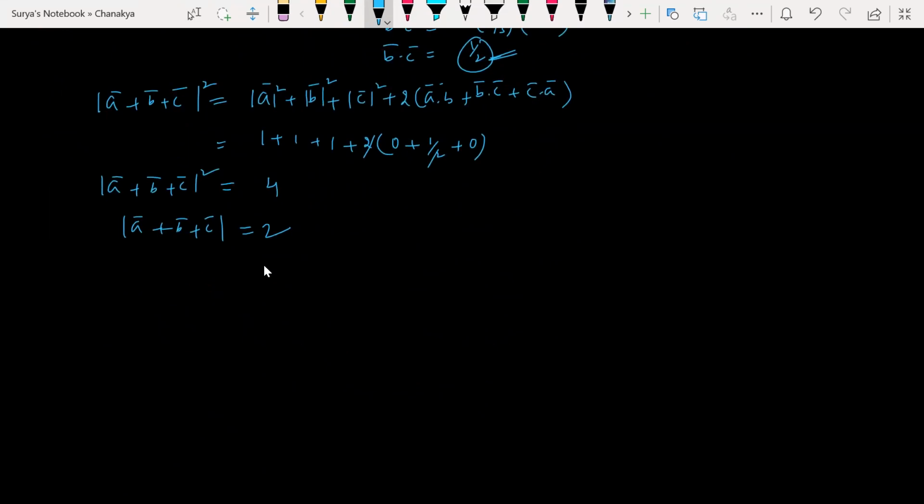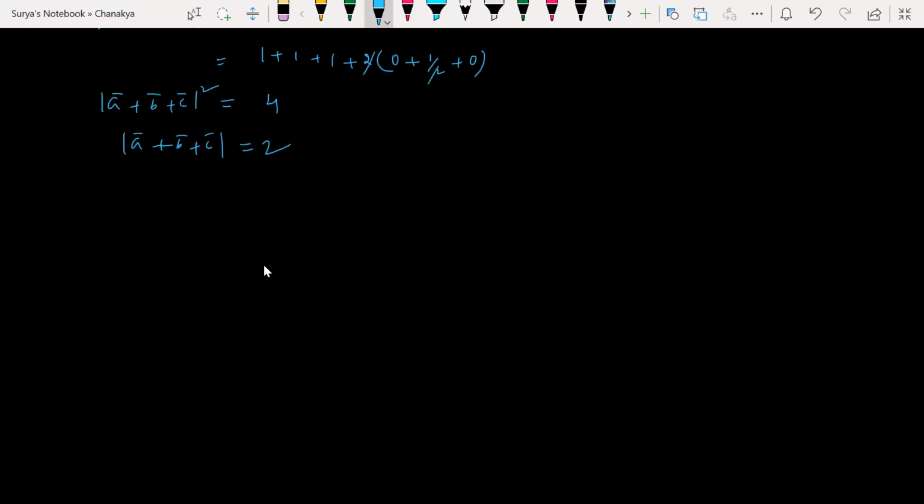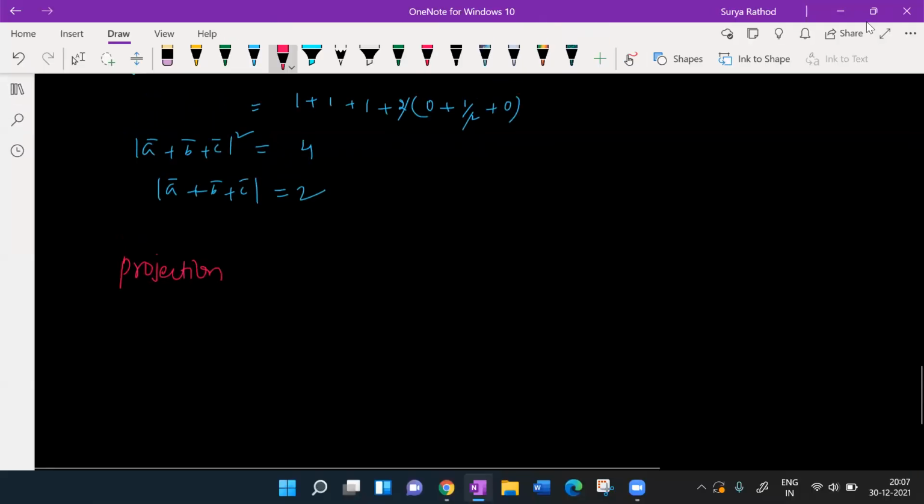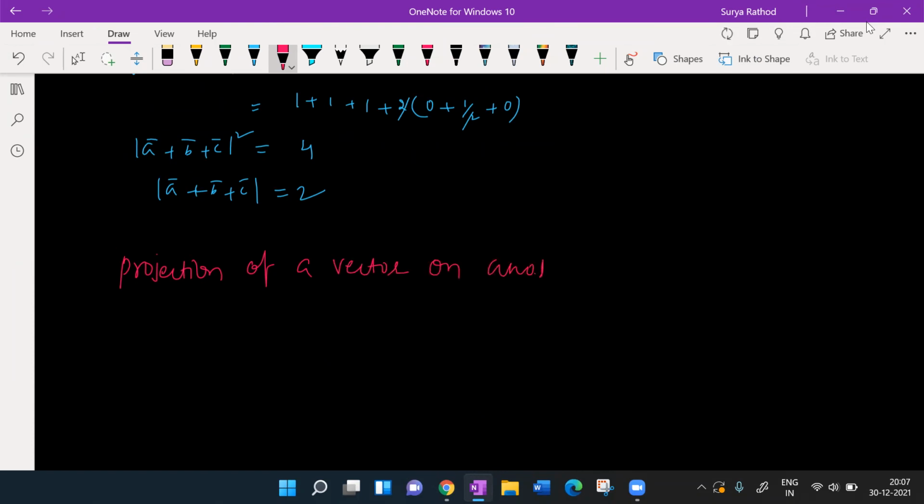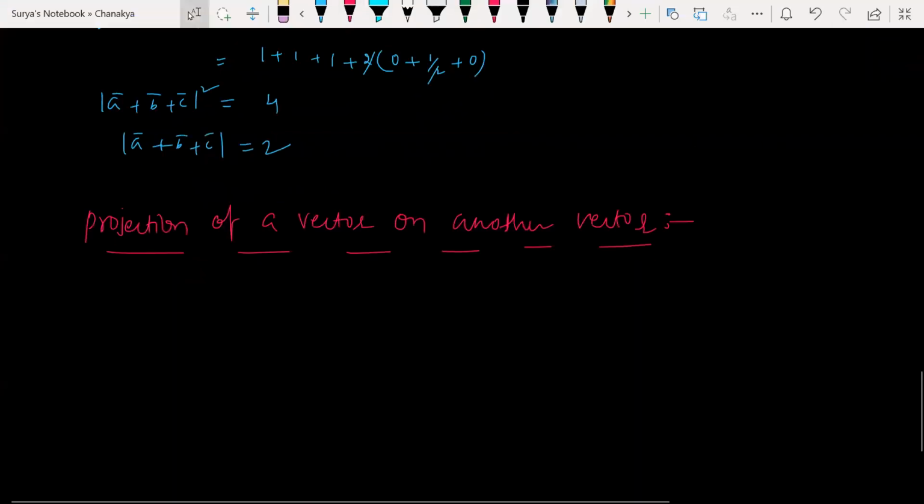Please listen to me carefully. Now, next concept: projection of a vector on another vector. What do you mean by this? What is the funda of this?